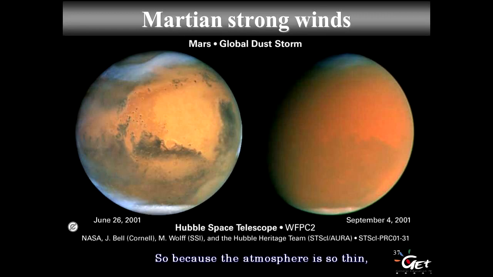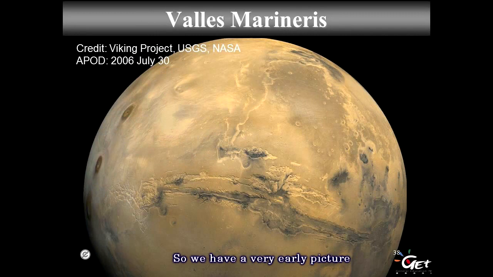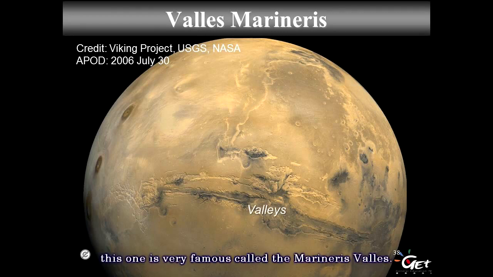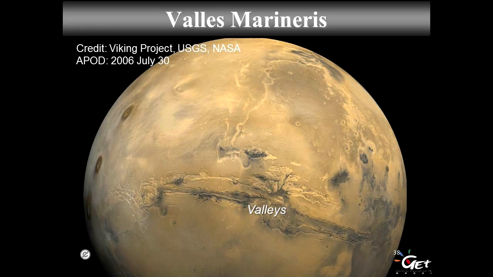Because the atmosphere is so thin, you can see the surface very well. So we have a very early picture of the surface of Mars. And what we can see is a few things. First, you have lots of valleys. This one is very famous, called Valles Marineris. It's a very deep canyon, actually. That's one of the proofs of the presence of liquid water on the surface.